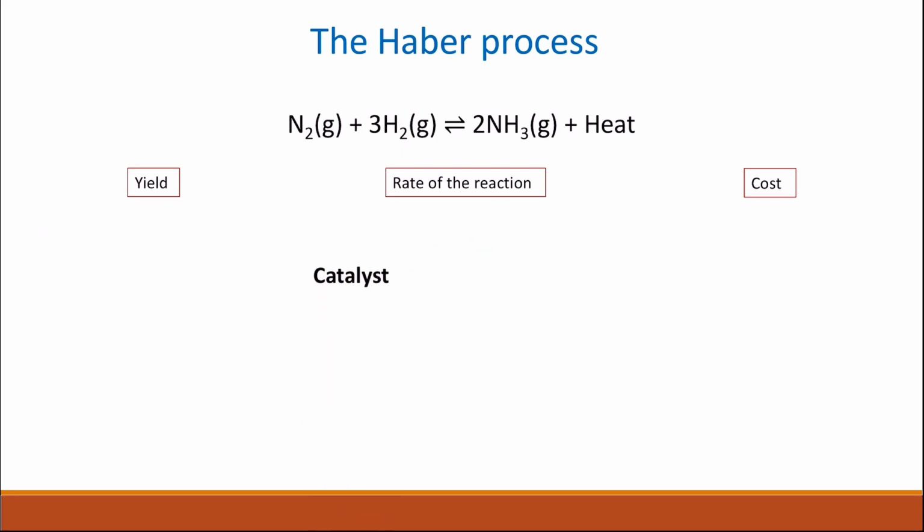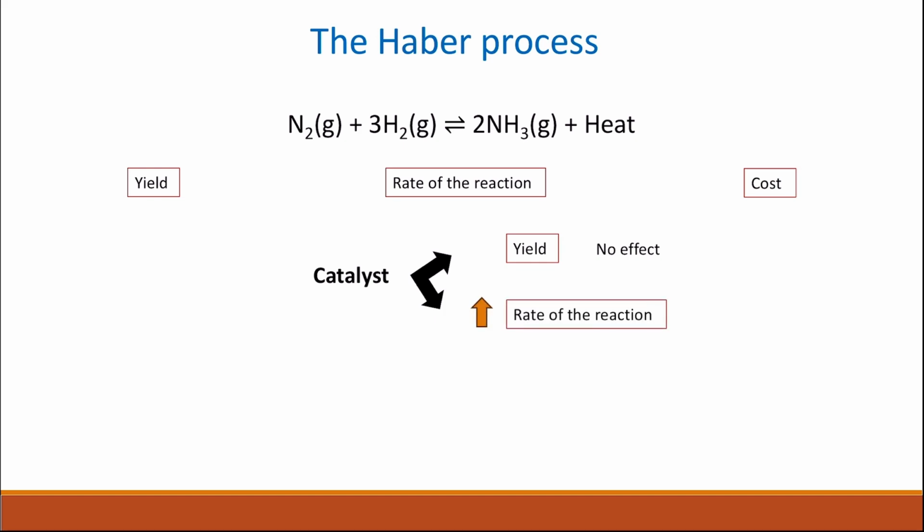And finally, the use of the catalyst. The catalyst will increase the rate of the reaction, but it will increase the rate of the forward and the reverse reaction at the same rate. So the catalyst will not affect the yield of the product because it will not affect the balance or the equilibrium position for this reaction. It will stay exactly the same. So using catalyst will not affect the yield.